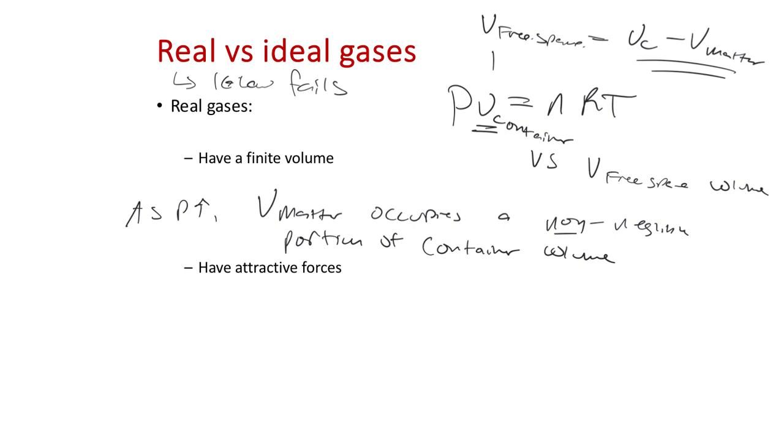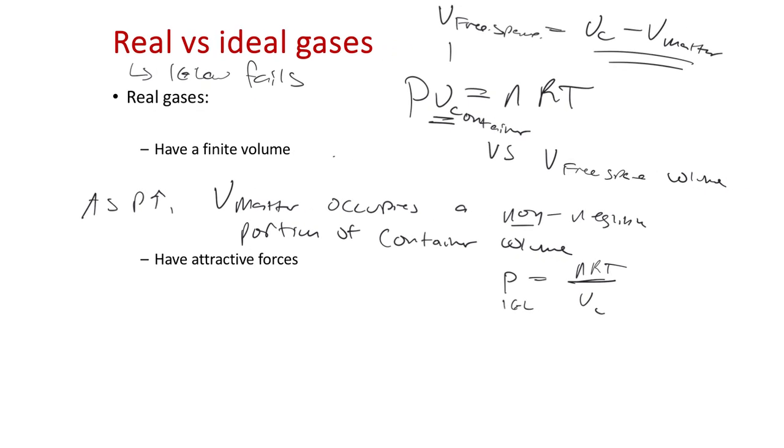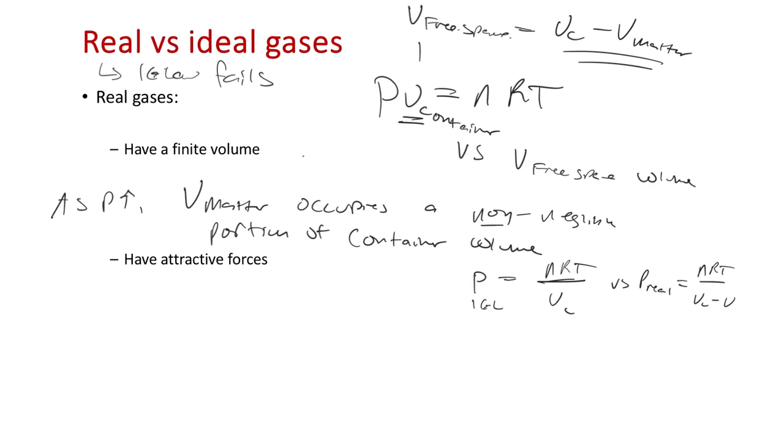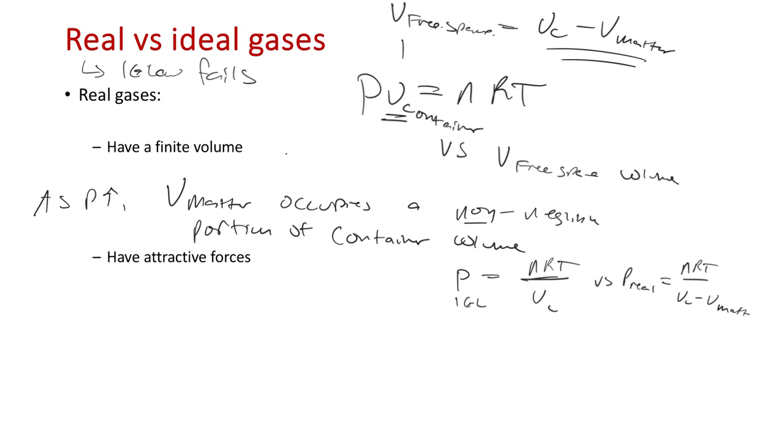And so let's think about calculating pressure off the ideal gas law versus trying to correct the ideal gas law. So if we're calculating pressure from nRT divided by V and just using the container volume, and we get a pressure, so that's going to be our ideal gas law pressure, we can compare that to when we plug in the real pressure, or a better calculation of the pressure, by taking nRT and then dividing by Vc minus V matter.